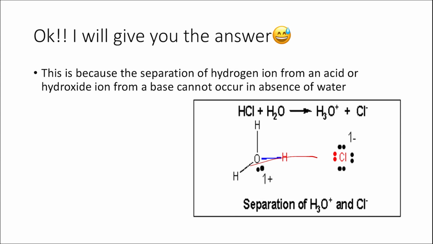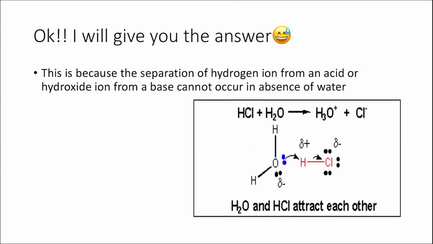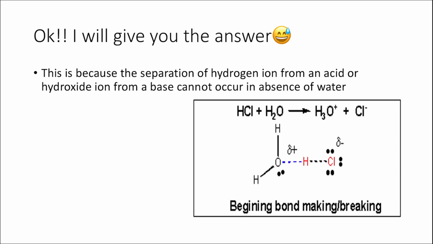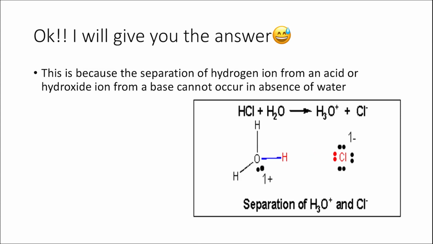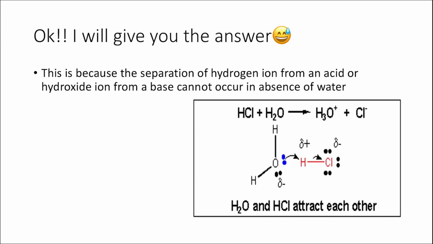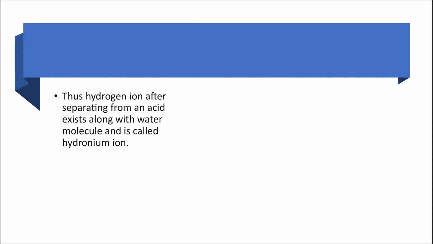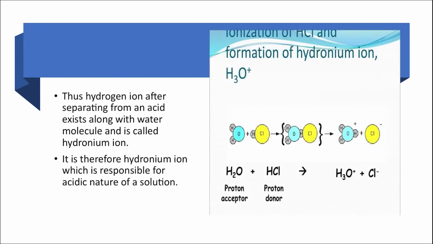Okay, so here I've got a visual for you which can make things a little clear. So you can see H plus getting attracted by the water molecule, and now H plus getting separated from HCl and existing along with the water molecule. This is H3O plus, and we call it the hydronium ion. I'll thus conclude that hydrogen ion, after separating from acid, will always exist along with water molecule, is called hydronium ion, and is responsible for the acidic nature of any solution.